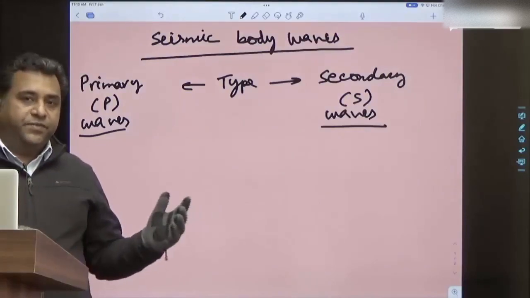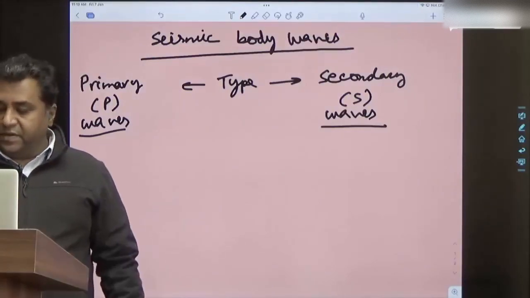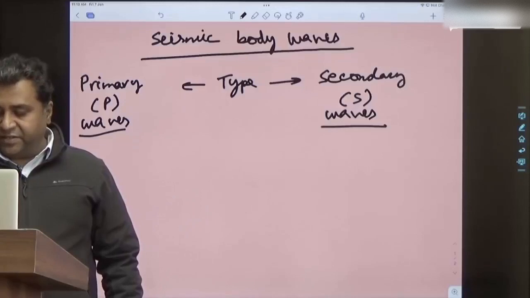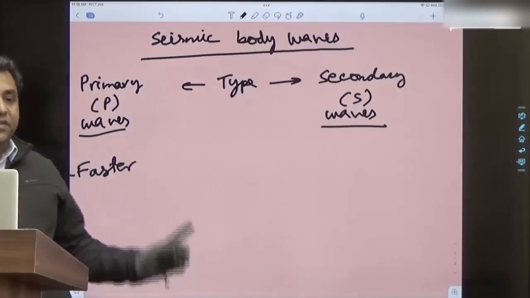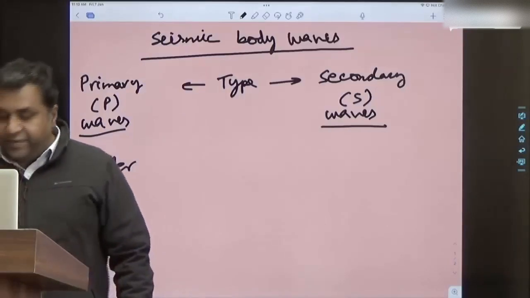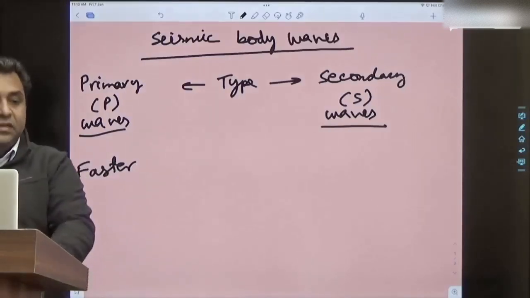What is the difference between the two types of wave? The P wave is a faster wave. I'll go on writing the characteristics. The P wave is a faster wave, whereas the S wave is a slightly slower wave.